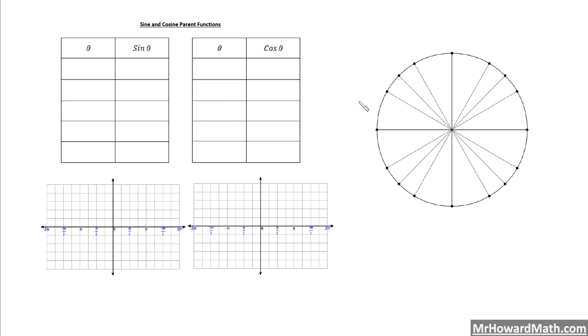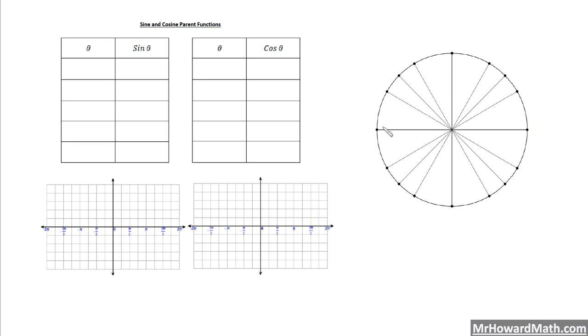So let's review a little bit on our unit circle. When we're graphing, and we discussed this last time, the unit circle is important for graphing. That's one area that it's important. It's also important in solving trig equations and working with identities. So let's fill out our unit circle again.